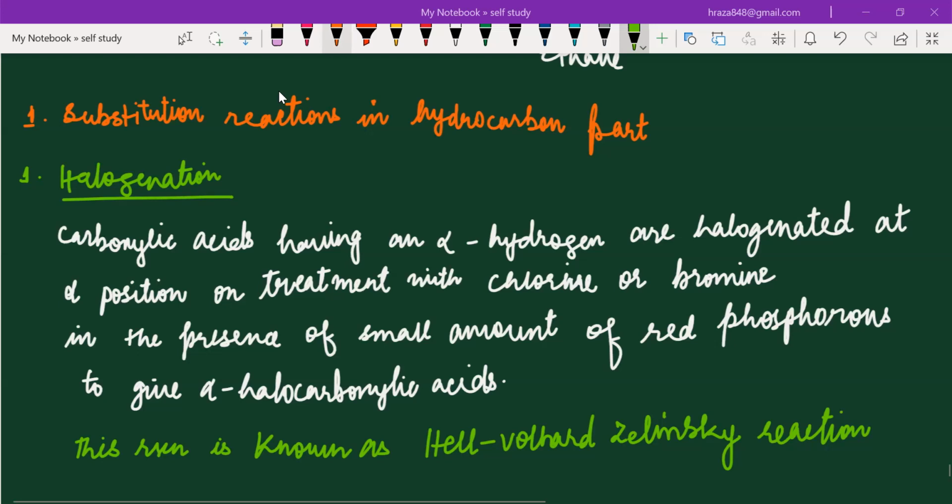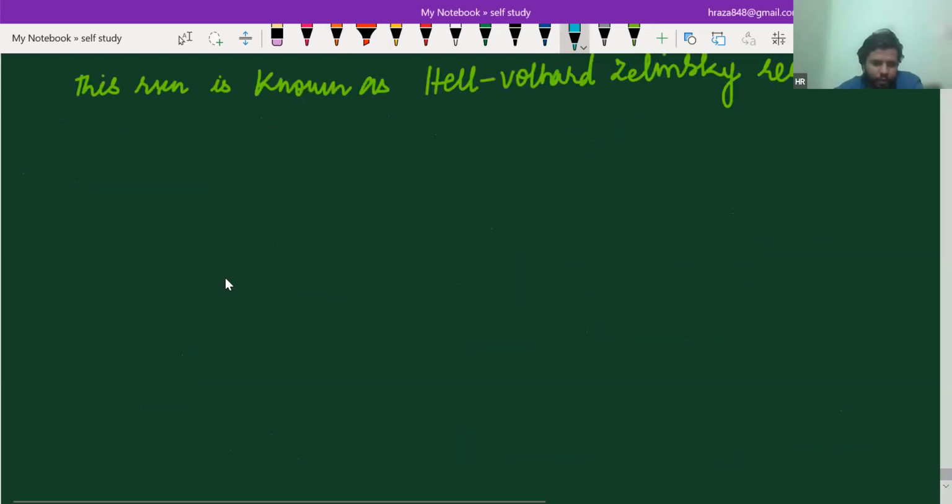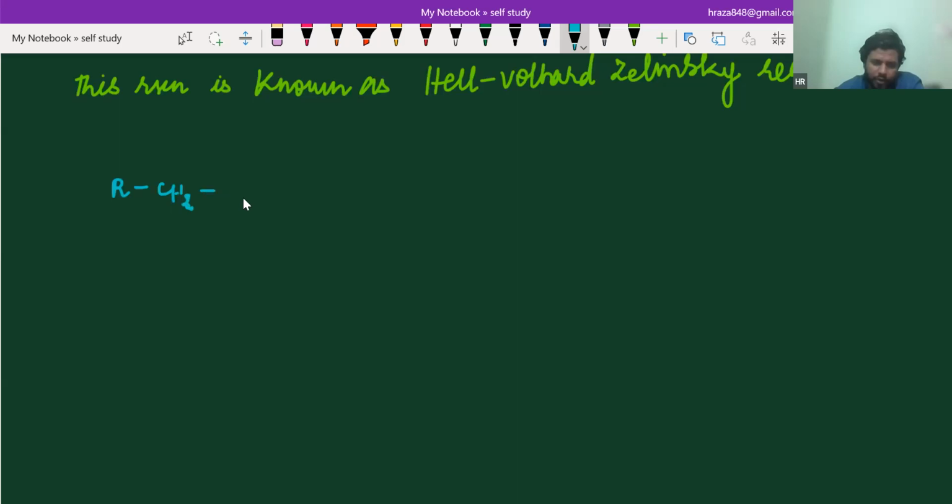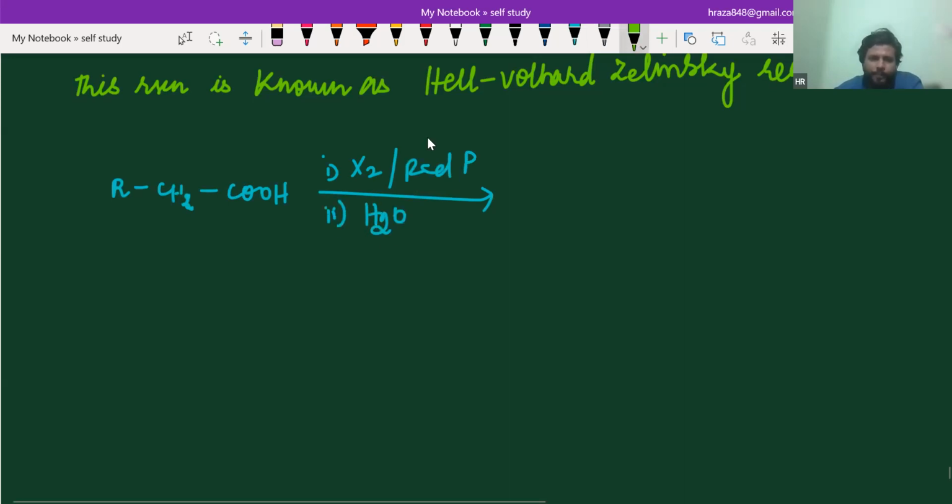Very good. Now you can see you are already aware of this alpha beta. So if you are going to react this carboxylic acid, RCH2 and C double bond OH, first you are going to react this with X2, that means halogen, in the presence of red phosphorus. And in the second step, you are going to do hydrolysis. As you know, this is your alpha carbon, because this is your functional group.